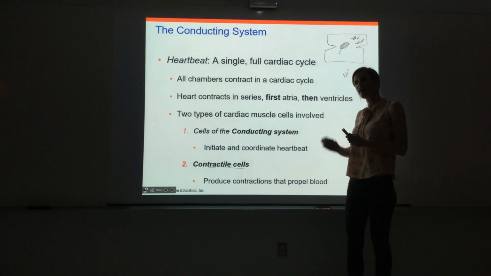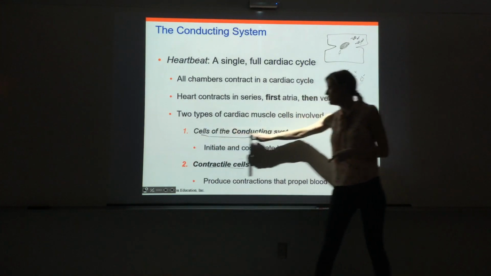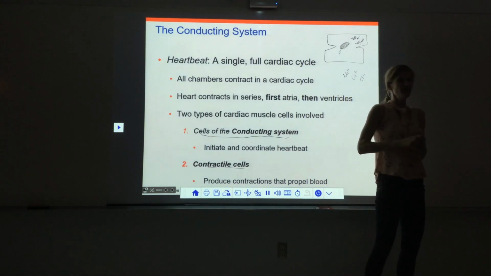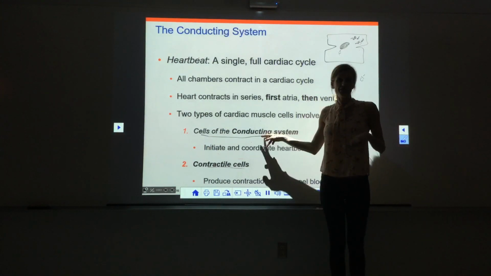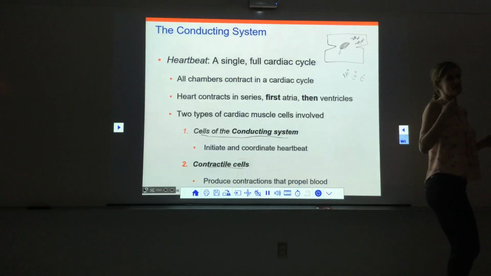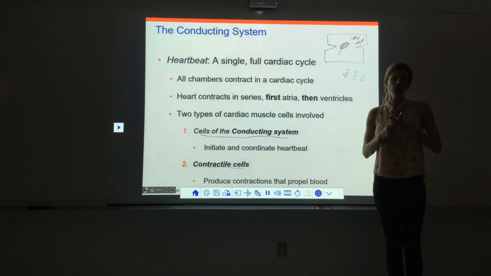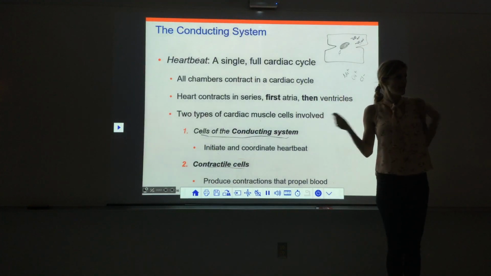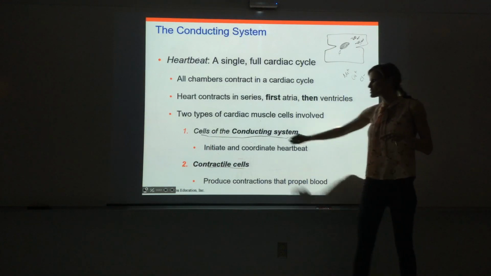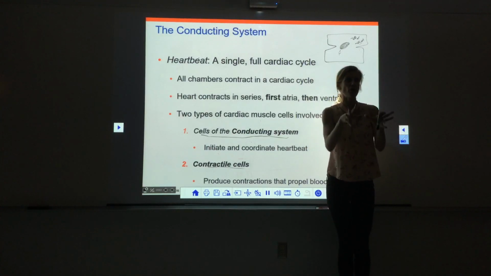But we also have a highly specialized type of cardiac muscle cell that makes up the conducting system, or the conduction system. You can think of this as the electrical system of the heart. The conducting system initiates and then spreads or distributes the action potential, which remember says contract, right? That's what makes the muscle actually contract, is the action potential spreading. So the conducting system actually starts that action potential and then it spreads it throughout the heart.